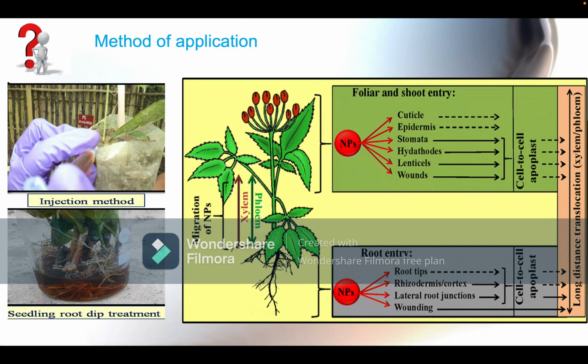For method of application of zinc oxide nanoparticle into the plant system, we tried 5 different methods: seed treatment, injection, seedling root dip treatment, foliar spray, and soil application. Out of all these methods, foliar spray was found to be best to establish nanoparticle within the plant system. This may be because of the presence of more natural openings in the foliage part like stomata, hydathodes, lenticels, and so on.